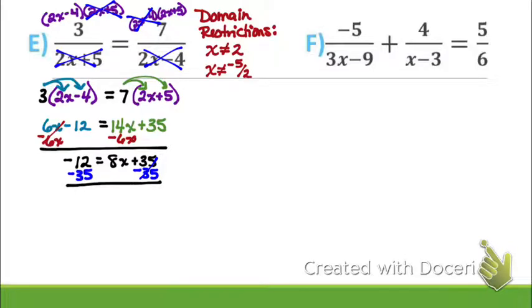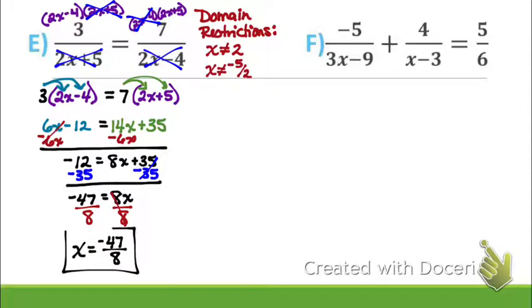What is negative 12 minus 35? Negative 47. And then what will finish this problem? Divide both sides by 8. Am I worried about this solution at all? Do I need to throw it out? No. Why not? It's fully reduced. What else do I have to compare it against to make sure that it's valid, that it's allowed? Check the domain restrictions. It is not equal to either of those values that we said it could not be, so we're good.